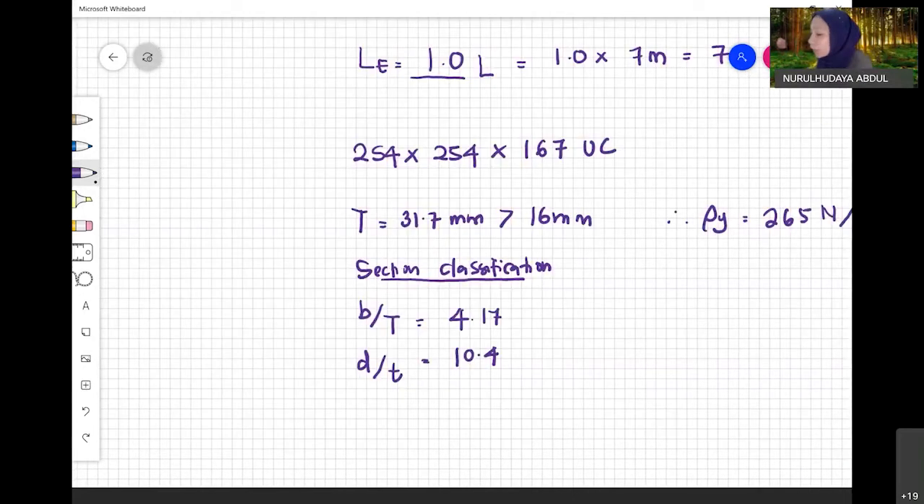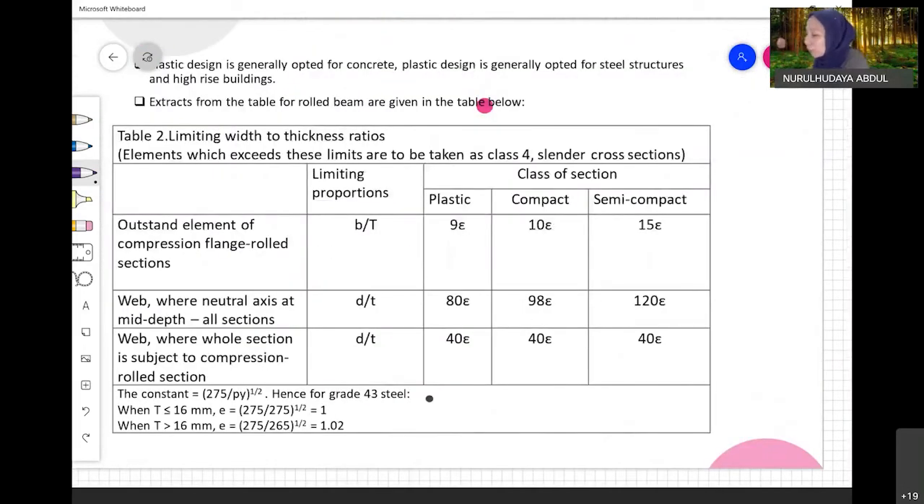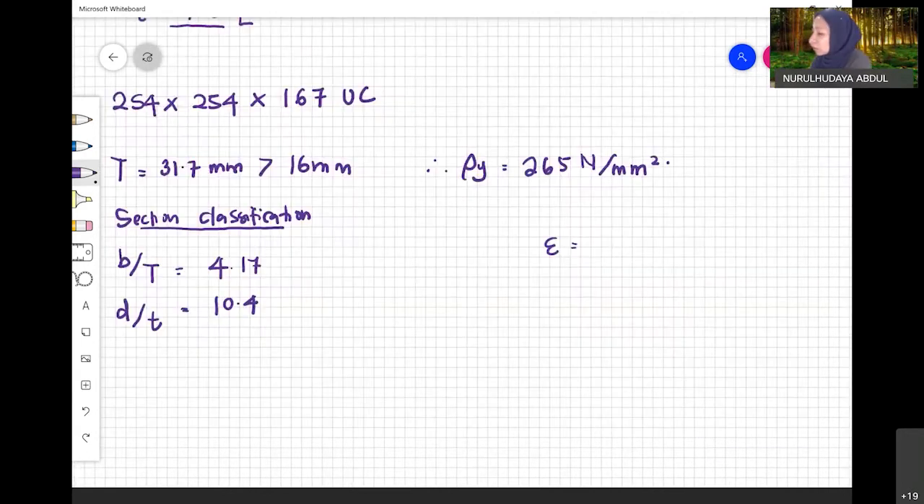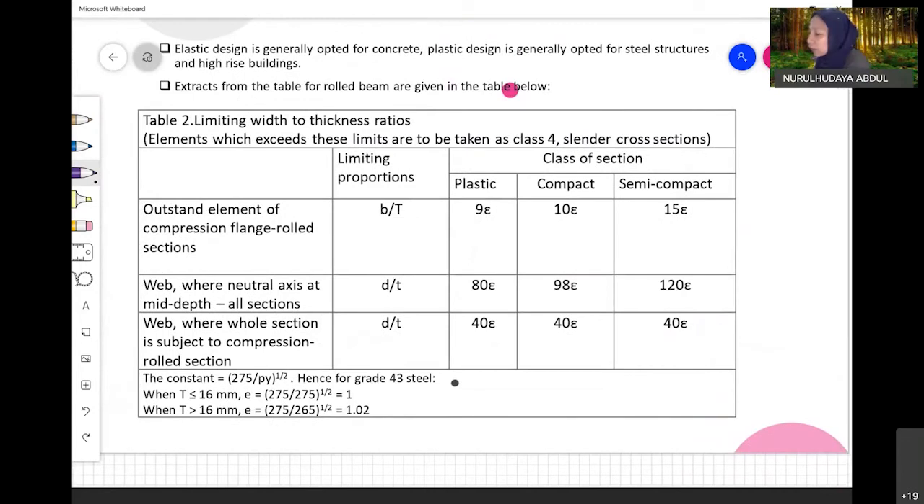Kita kena compare lah, compare dengan table ini. Table ini as usual nampak ada constant, jadi kita kira constant ni dulu. Constant equal to, you know, the formula is 275 divided by PY, square root. Just simply write, you know, the PY is 265. And square root this value, we're going to get some values lah, which is I dapat 1.019.